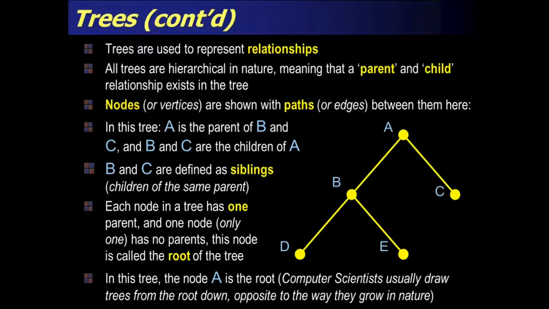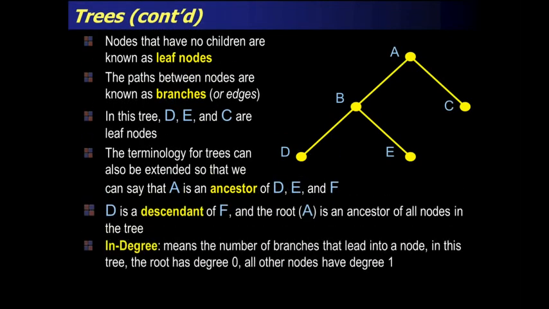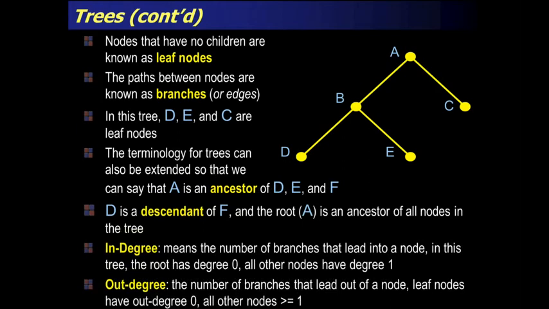By the way, the root node can be a leaf node. A tree could have a value of 1, right? It could have a value of 0. So nodes that have no children are known as leaf nodes, as we can see here. So D, E, and C are all leaf nodes, okay? A is the ancestor of D, E, C, and B, okay?